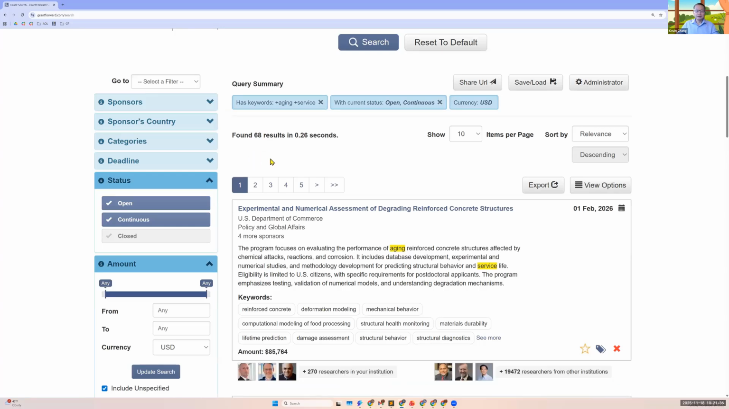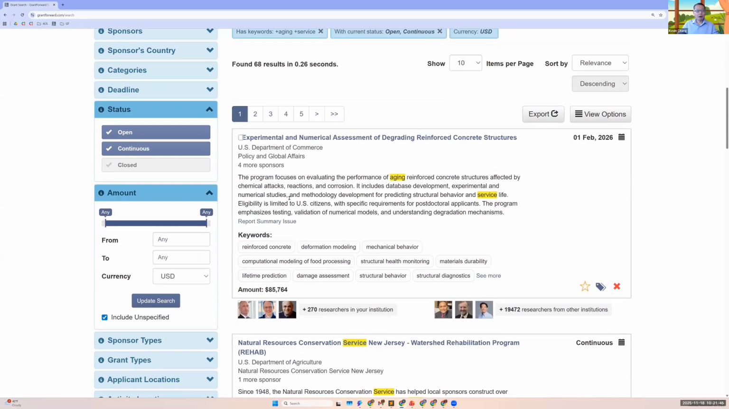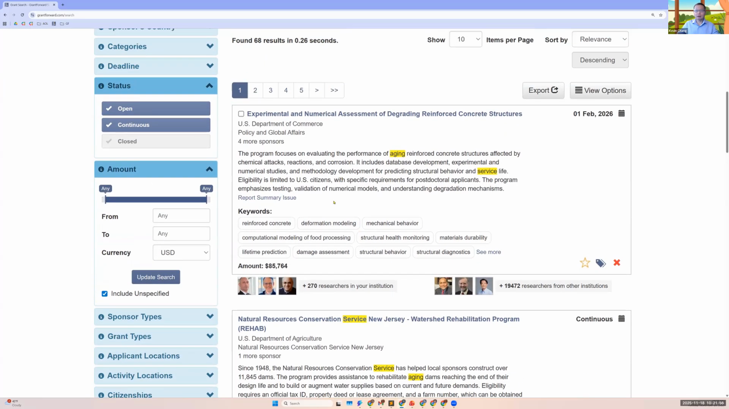Okay, well, not really, because we need much more, and there can be much more funding opportunities that allow you to pursue study on aging studies. I will show you how to expand your search to more systematically find grants. But before I do that, let me first introduce how you read the result.